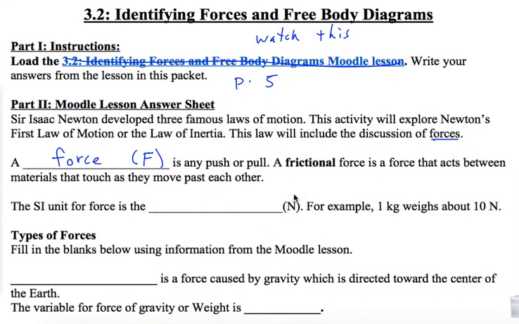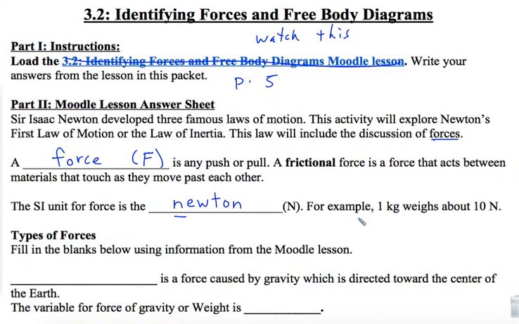A frictional force is a force that acts between materials that touch as they move past each other. We'll talk about that later on the page. The SI unit, the standard unit for force, is the Newton, abbreviated with a capital N. Notice the word Newton has a lowercase n. It's named after this guy, Sir Isaac Newton. When we name units after people, we write the unit with a lowercase n.